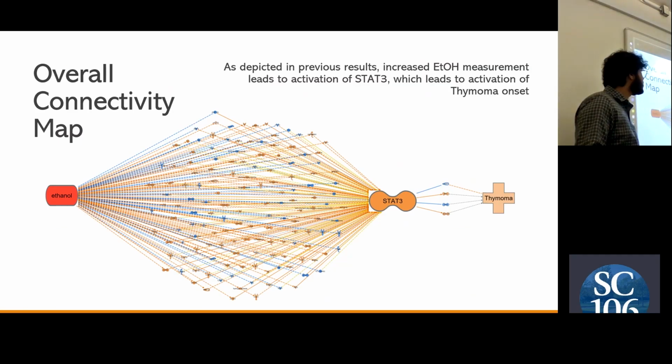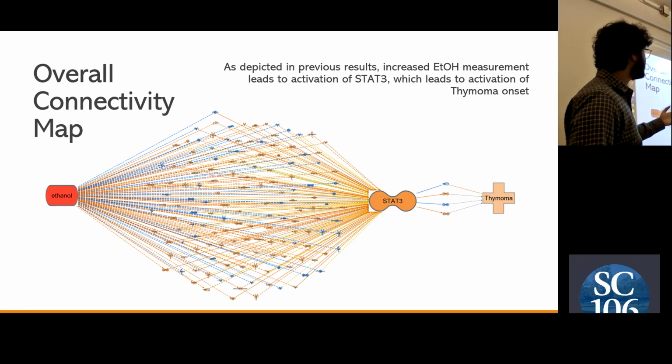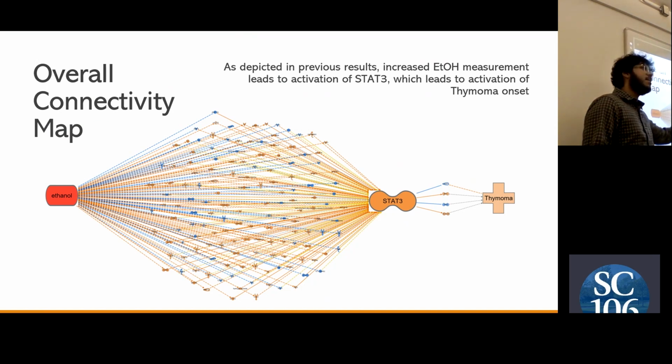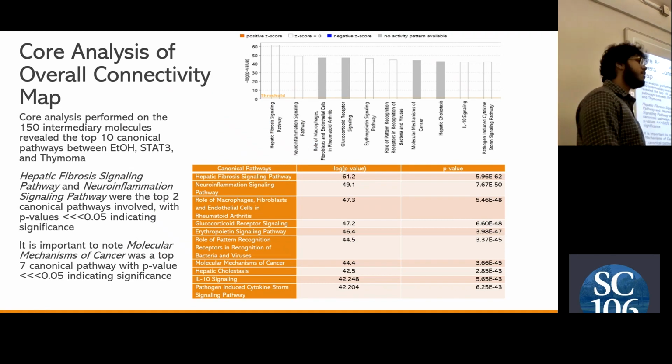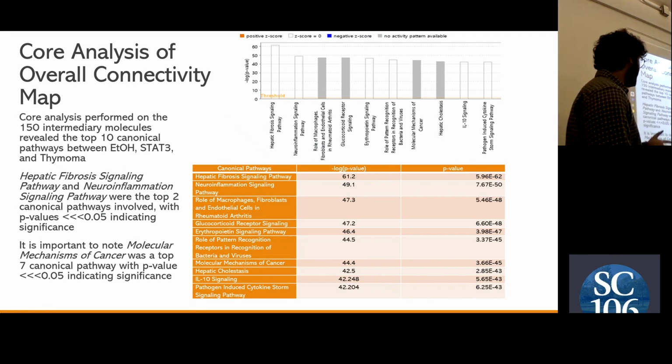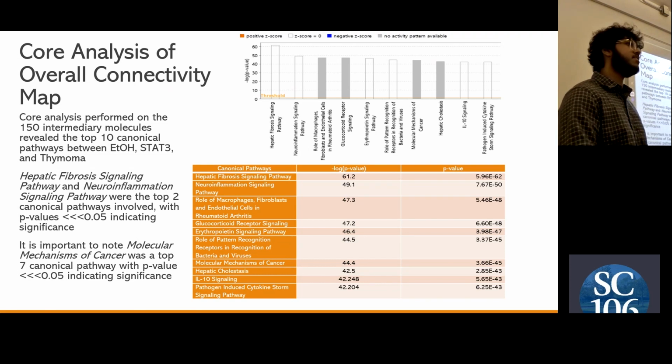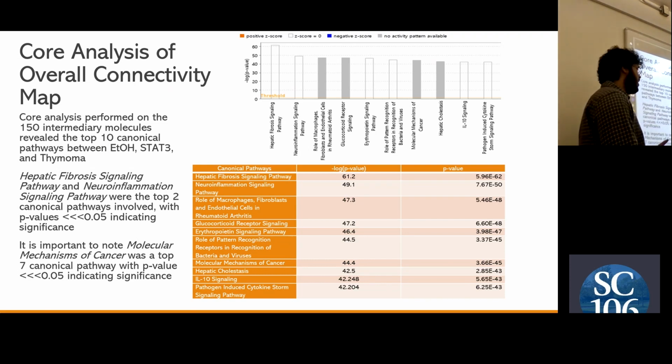So as depicted in previous results, an increased ethanol measurement led to the activation of STAT3 and subsequent progression of thymoma. I also performed core analysis on the overall connectivity map. And once again, hepatic fibrosis and neuroinflammation signaling pathway were the most significant canonical pathways involved. But it's also important to note that molecular mechanisms of cancer had a lower p-value of significance in this overall pathway, meaning that the molecular mechanisms of cancer had a greater role in this pathway.